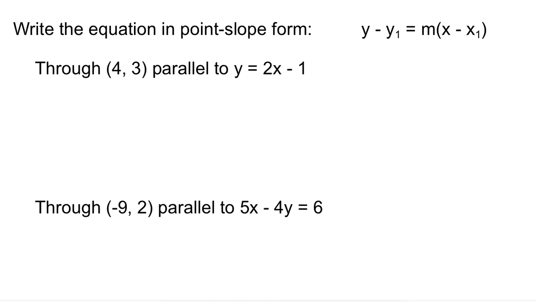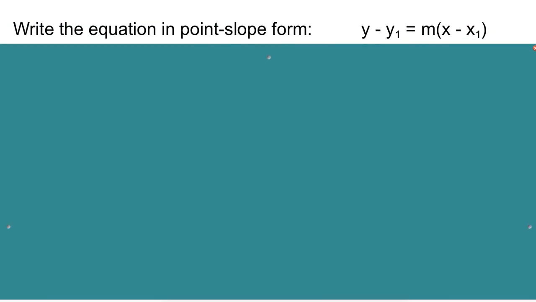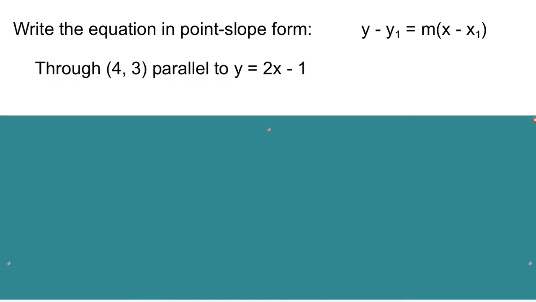So let's take a look at where we're going today with this. Today we're going to write equations. This first example is in point slope form, which is on the whiteboard to the left. For this equation, we know that we need to plug in the slope and a point. Here's the information we're given. I have a point. This will be my x1, y1. And I need to be parallel to this equation, y equals 2x minus 1.